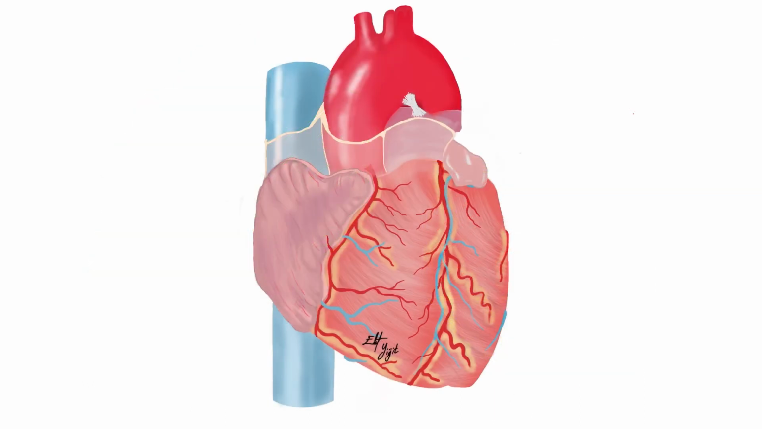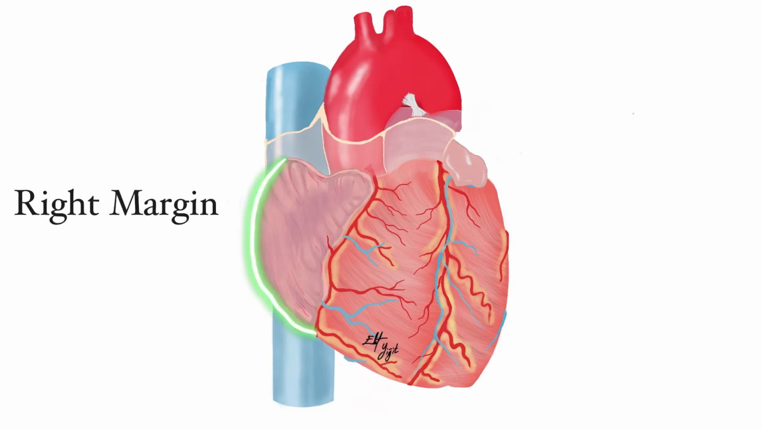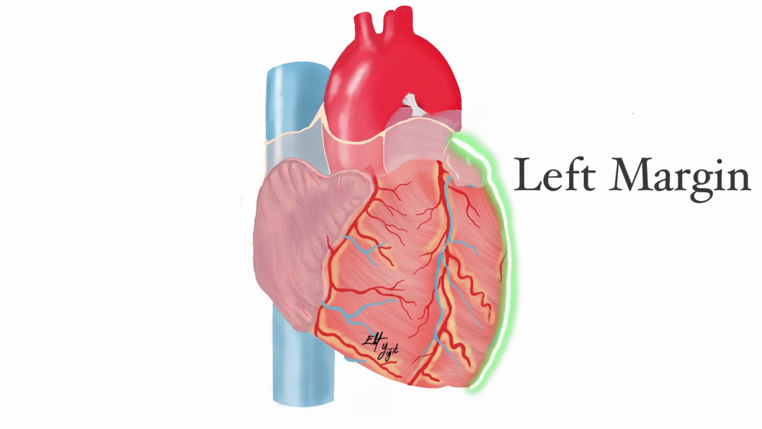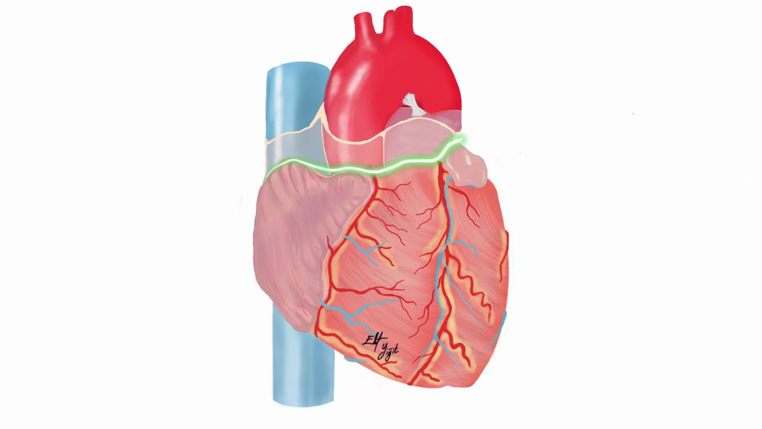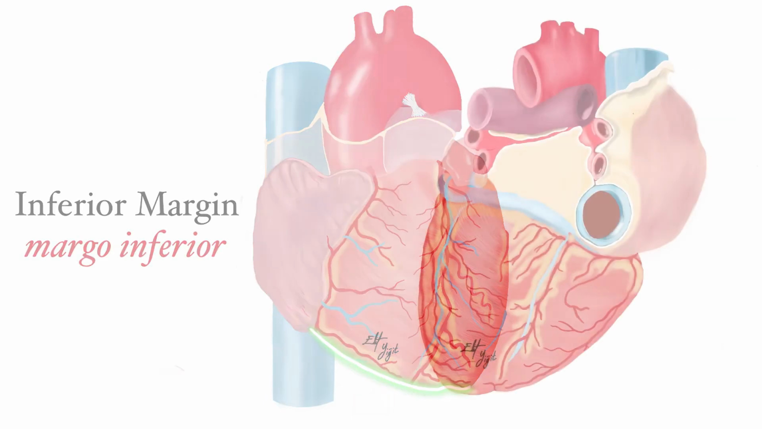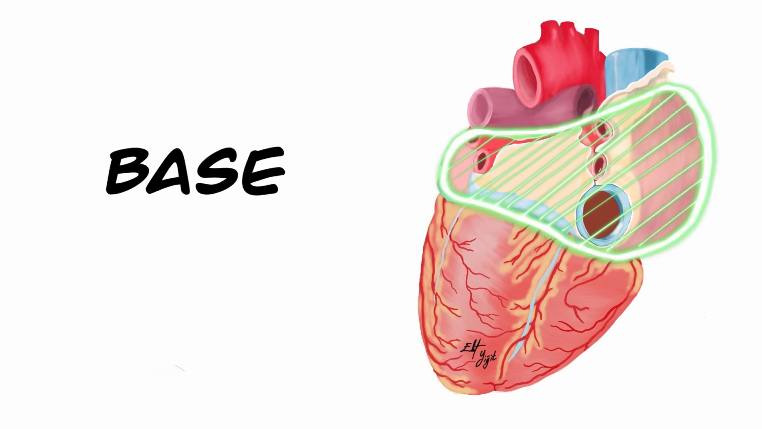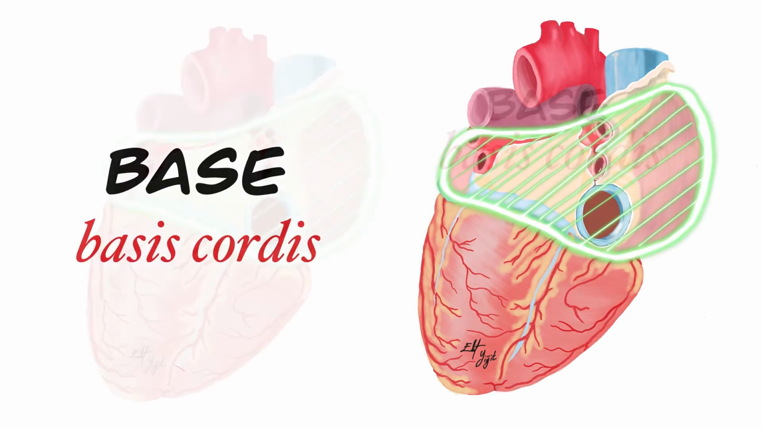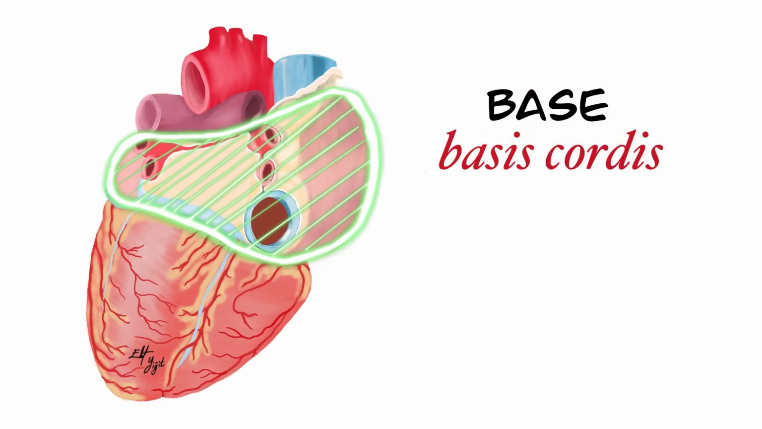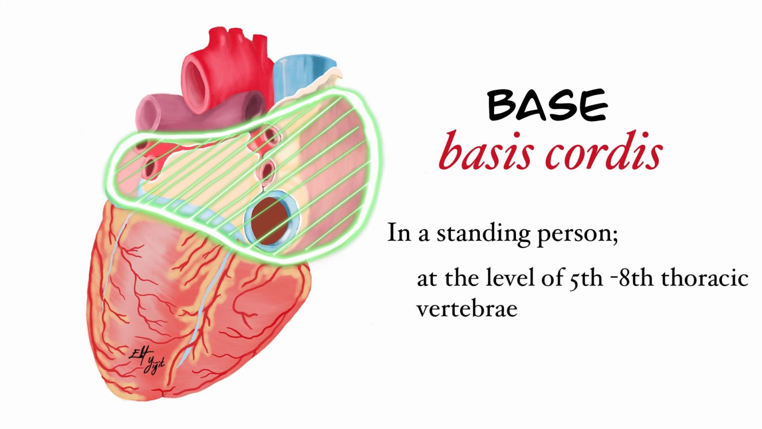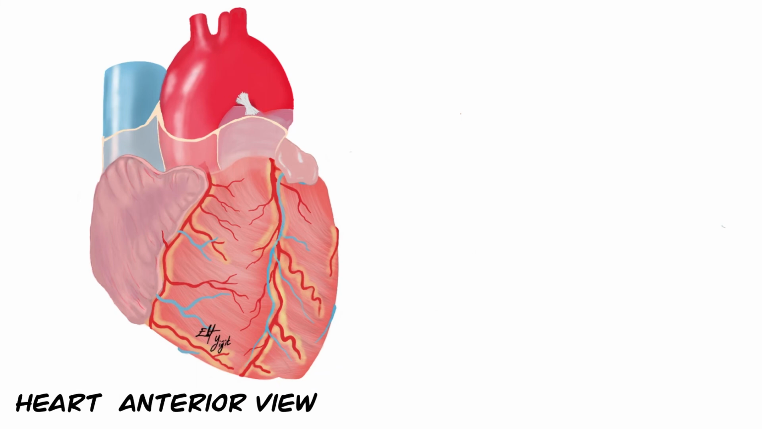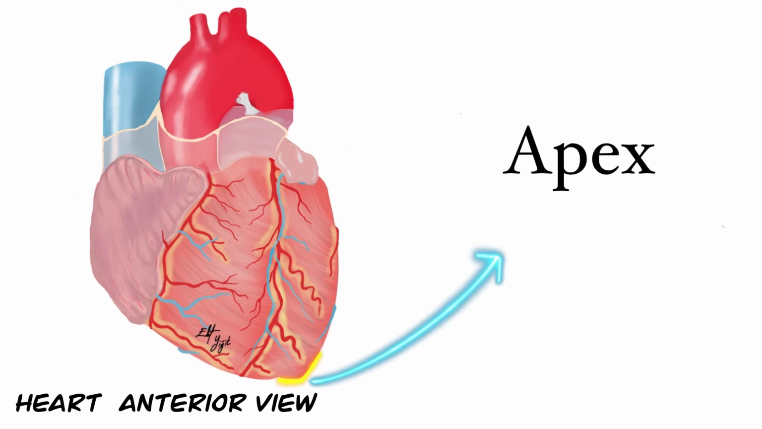In addition, the heart has four margins. The right margin of the heart is margo dexter, the left margin is margo sinister, the superior margin is margo superior, and the inferior margin is margo inferior. The base of the heart, which looks like a quadrangular pyramid, is called basis cordis. Basis cordis is directed posteriorly, to the right and upwards. In a standing person, basis cordis is at the level of the 5th to 8th thoracic vertebra. The apex, which is oriented on the anterior left side of the heart, is called apex cordis.